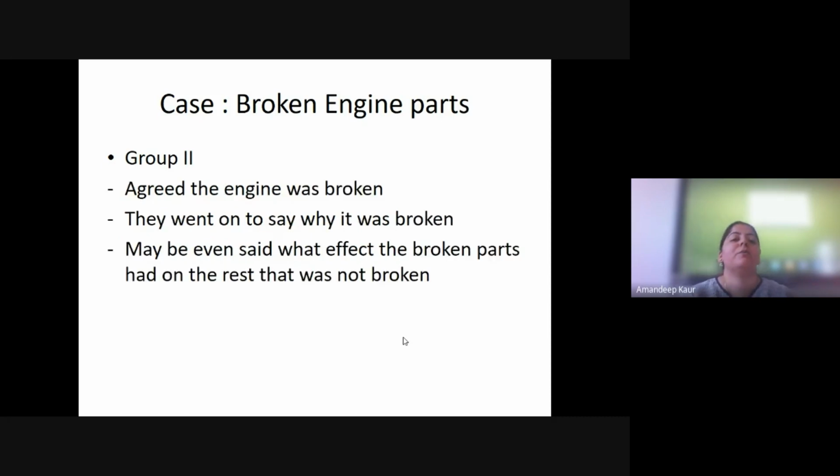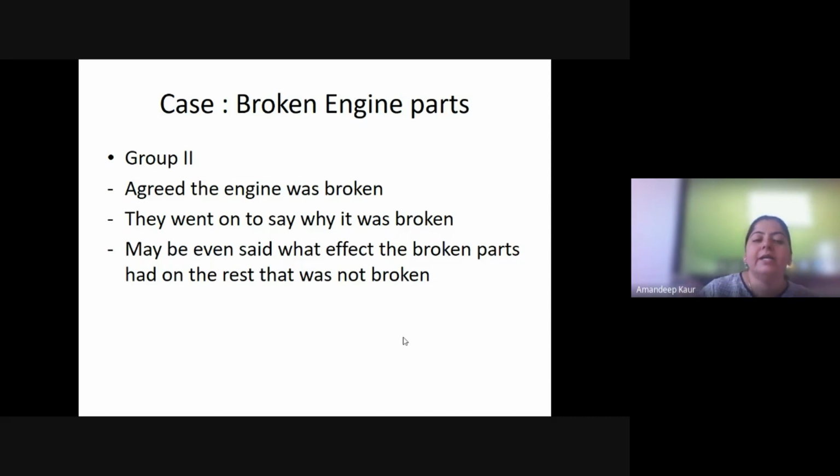The second group of students agreed that the engine was broken. They went on to say why it was broken, and maybe even said what effect the broken part had on the rest that was not broken.